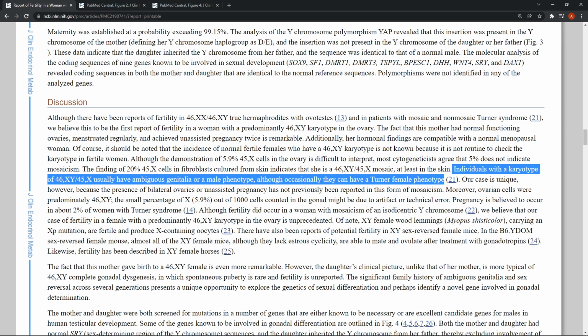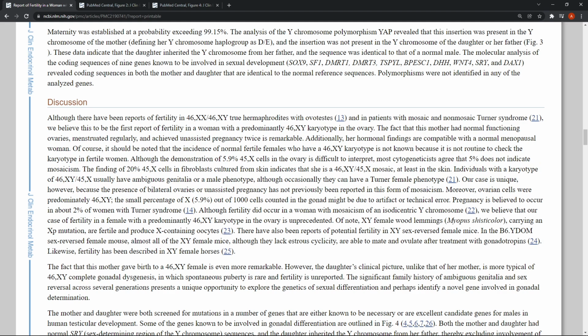The Turner female phenotype is small, usually thin, and I believe, I didn't look this up, but I was pretty confident, the really hallmark example of Turner syndrome in women is that they have webbed skin between the neck and shoulders.